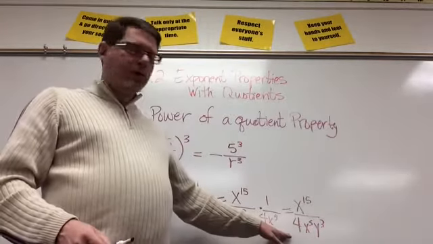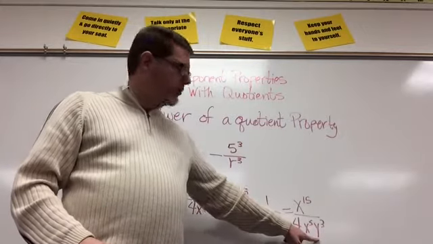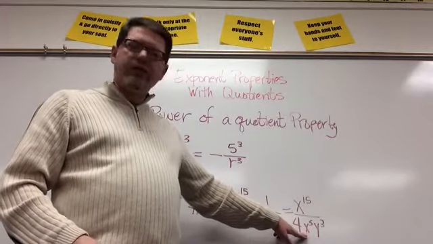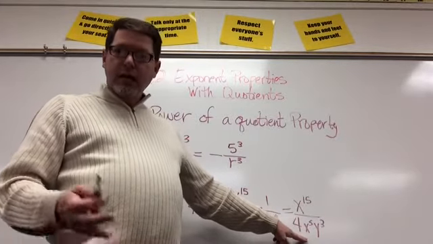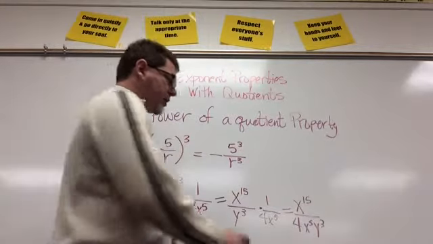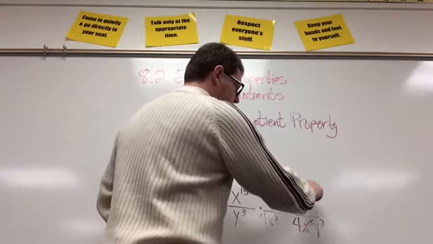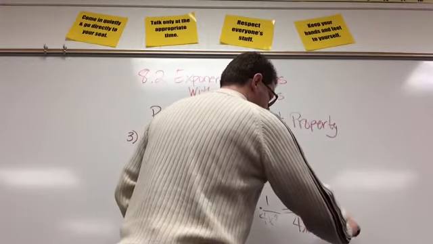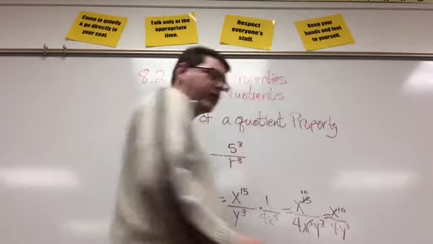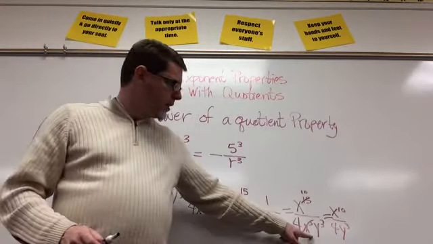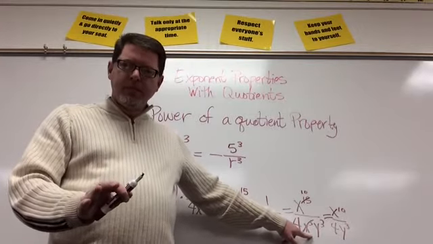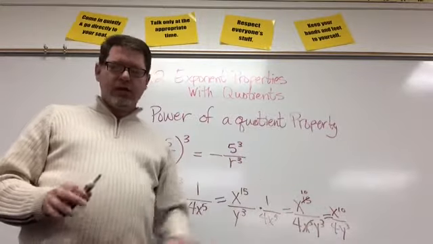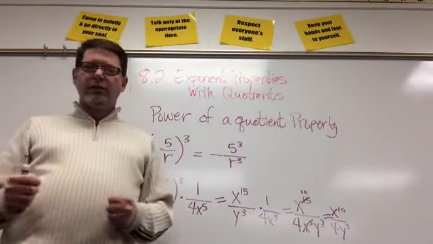Now I can't do anything with my 4, and I can't do anything with my y cubed, but I can simplify the x's here, okay? So x to the 15th divided by x to the 5th is x to the 10th, because I subtract those two exponents. So basically this one goes away, and this becomes a 10. So my final answer is x to the 10th over 4y to the 3rd. Once I cancel an x or a variable from the numerator or the denominator, I can just get rid of it, and I don't need to put anything in its place. Okay?